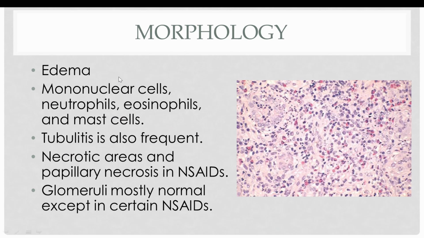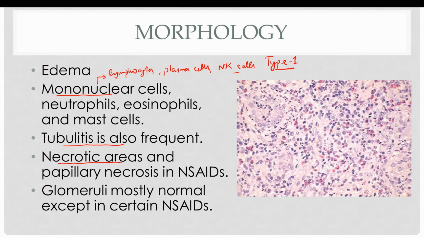So coming on towards the morphology, the histological picture reveals interstitial edema and presence of mononuclear cells, neutrophils, eosinophils, and mast cells in the interstitium. The mononuclear cells include lymphocytes, plasma cells, and natural killer cells. Moreover, there is tubulitis, which is characterized by the presence of lymphocytes inside the tubules and inflammation of tubular cells.